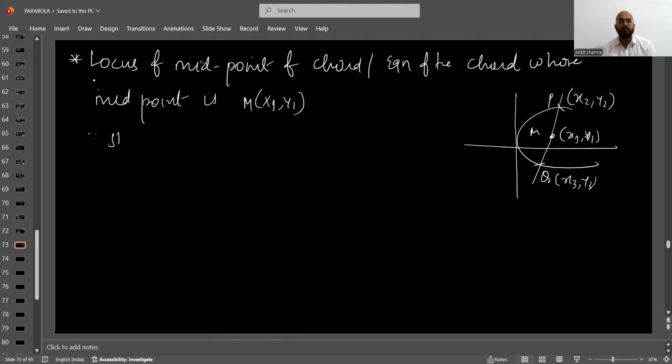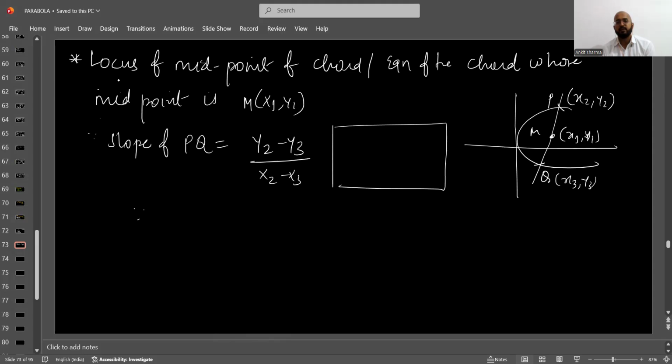So we can write down slope of PQ. Because I have the point, I just need the slope. So slope of PQ is equal to y2 minus y3 upon x2 minus x3. Now we know that y2, y3 both are on the parabola, so they satisfy the equation of parabola. They're on the parabola, so I'll be having y2 square is equal to 4ax2 and y3 square is equal to 4ax3. This I know.